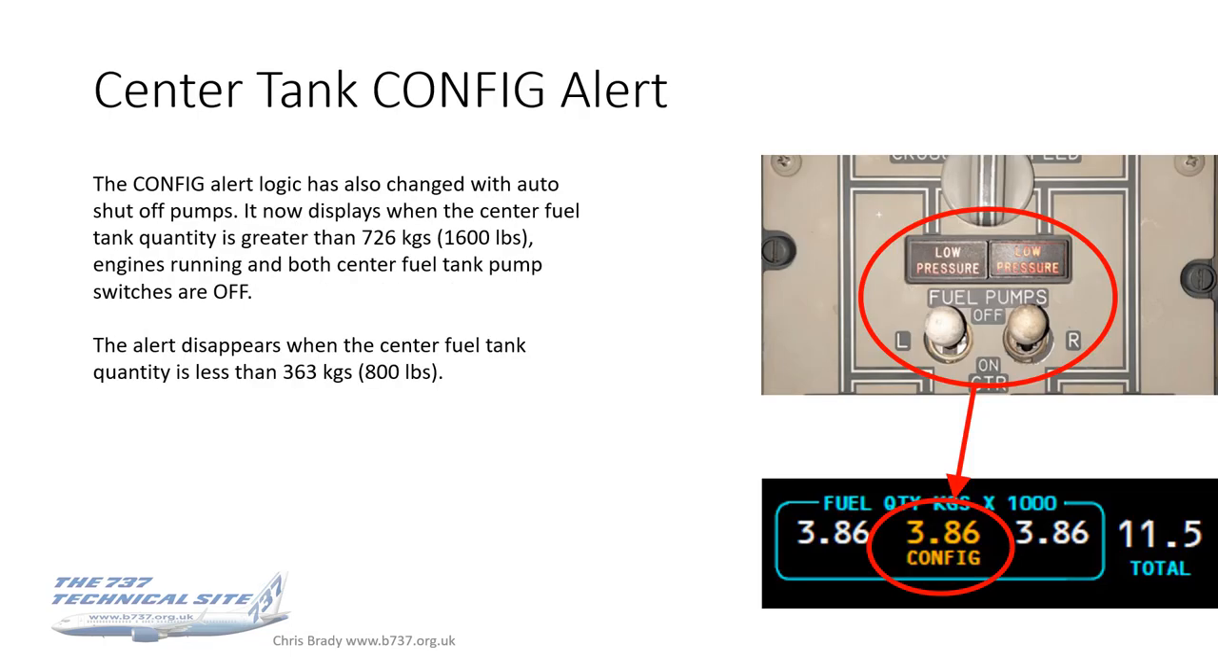The config alert also changed. It was a slightly different logic before these auto shutoff pumps. So it now displays when the center tank fuel quantity is greater than 726 kilos with the engines running and both center tank fuel pump switches off. It'll disappear when the quantity drops below 363 kilos.